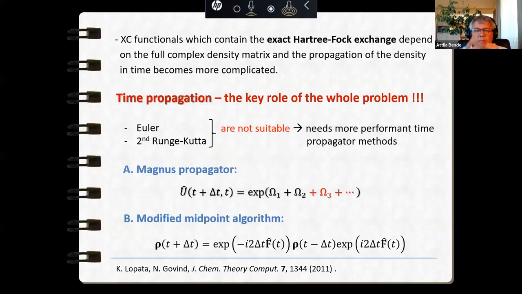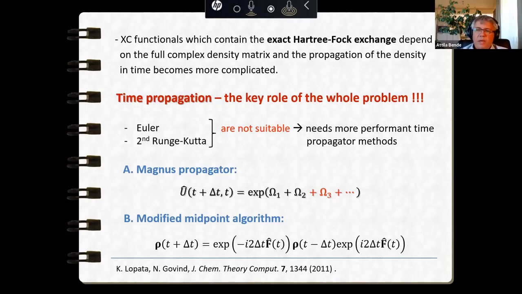Also, one of the major problems when we use hybrid functionals is that the exact Hartree-Fock exchange depends on the full density matrix, and it is important to propagate the full density matrix for this case. But in summary, the most important problem is the time propagation. For example, the well-known Euler and second order Runge-Kutta methods are not suitable anymore, mostly because we have a strong non-linearity in the time propagation.